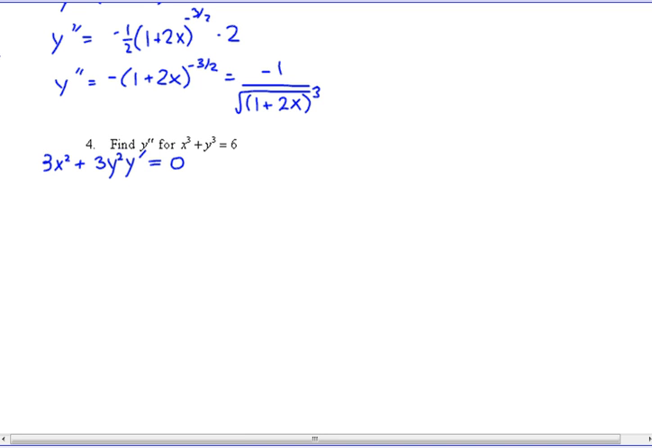Doing it twice in your head? Oh, okay. Oh, you mean the constant? Yeah. Okay, so subtract the 3x squared. We want 3y squared y prime by itself. And divide by 3y squared. So y prime is negative x squared over y squared.